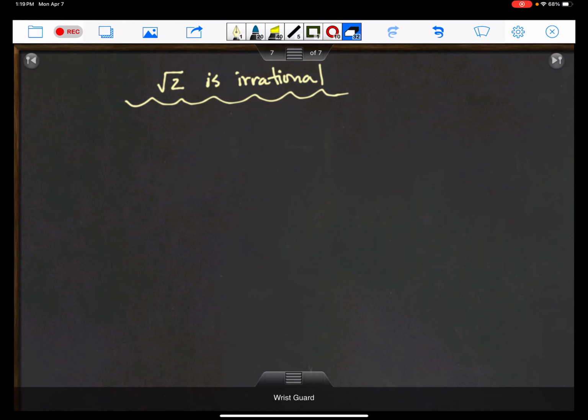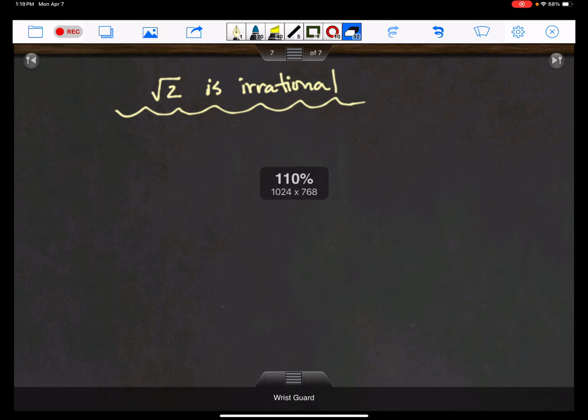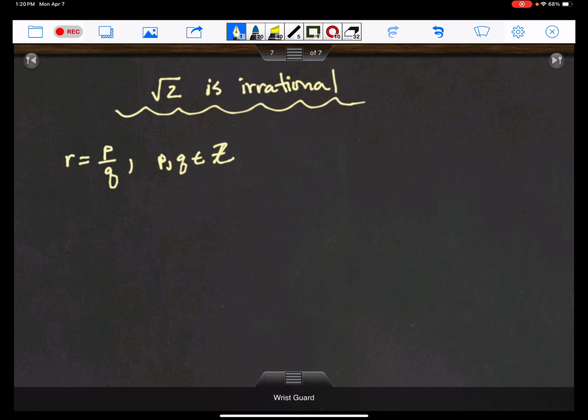All right, let's look at this classic proof that the square root of 2 is irrational. We need some tools for this, so we'll just lay some of them out here at the beginning. First of all, remember a number is rational if it can be written as the quotient of integers, p over q, where p and q are integers. A number is irrational if it can't be.